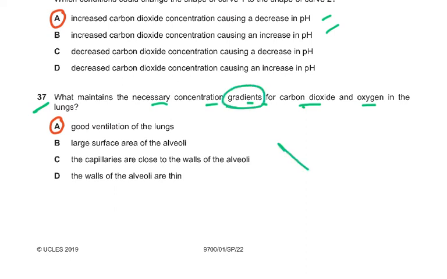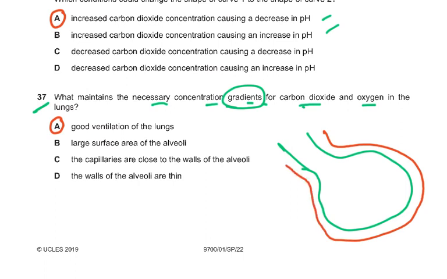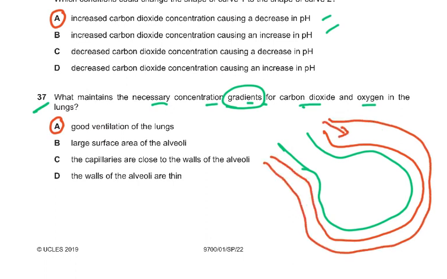Gradient means this is the alveoli and this is the capillary which is coming around it. Just a diagrammatic view of it. And so if the blood is coming here, it has more carbon dioxide. So there should always be less carbon dioxide here. And there should be more oxygen here. Why? Because this oxygen has to diffuse into it. So basically there are two things which are maintaining this gradient, the circulation of blood and the ventilation of the lungs.